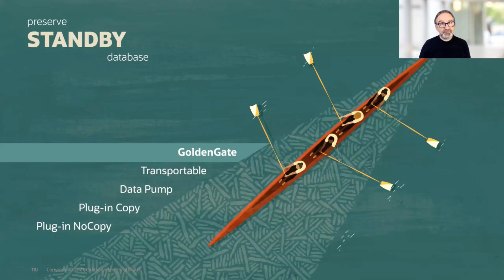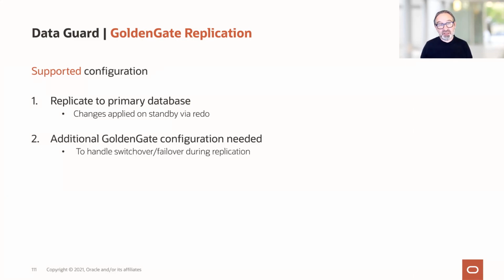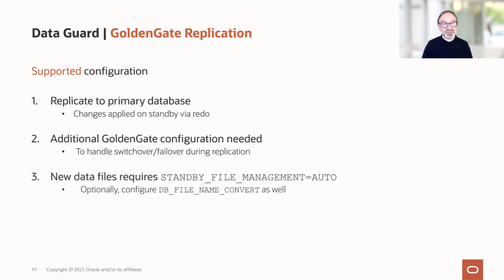And then finally, GoldenGate. In that case, it's a fully supported configuration. We replicate to the primary database. So from our source to the primary database, changes then get applied to the standby via redo, as usual. We need an additional GoldenGate configuration to handle switchover failovers during the replication. That's a little bit, I wouldn't say tricky, but that needs to be considered. And new data files requires also, as usual, the standby_file_management auto, and optionally you configure DB_FILE_NAME_CONVERT. But I think this is a standard in a standby environment anyway.